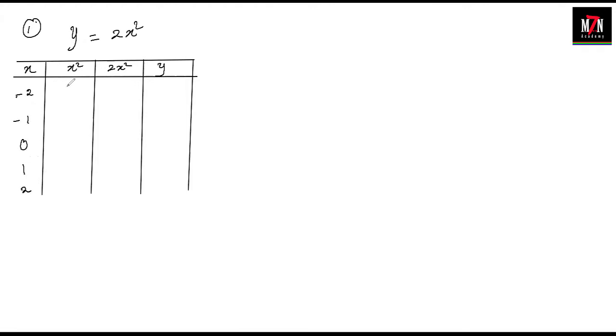When it comes to x squared, that is +4, +1, 0, 1 squared again 1, 2 squared again 4. 2x squared means 2 into 4, that is 8, 2 into 1, 2, 2 into 0, 0, 2 into 1, 2, 2 into 4, that is 8. So that will be equal to the y value. Now you can draw the curve.